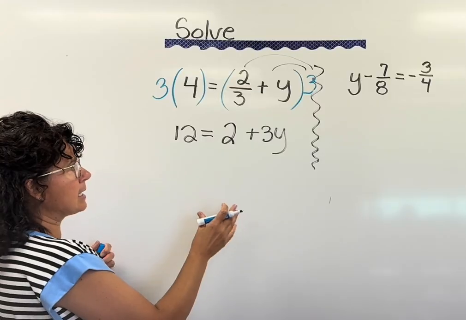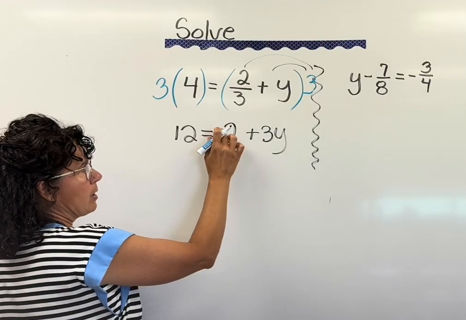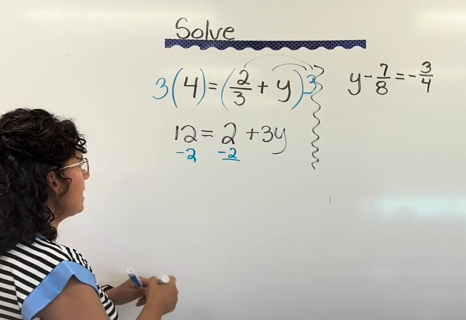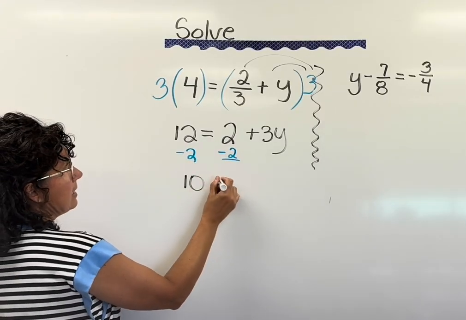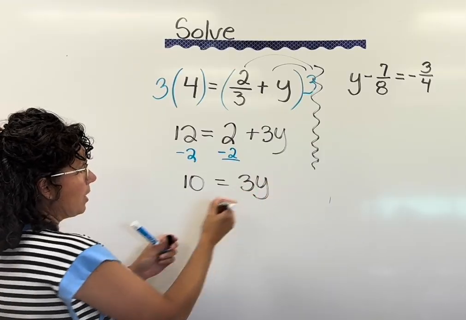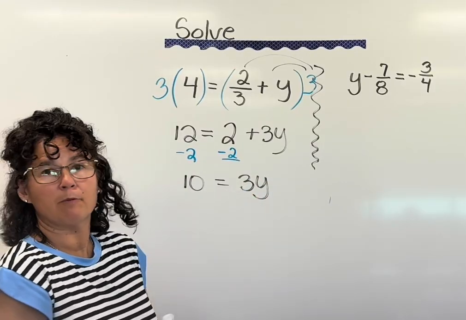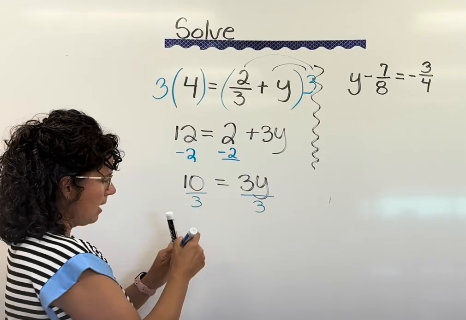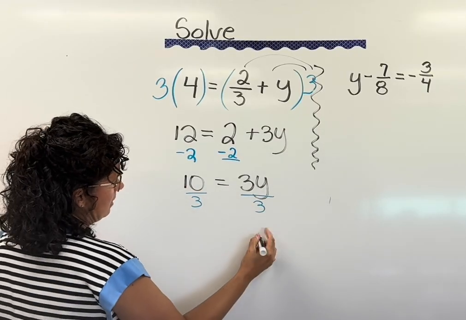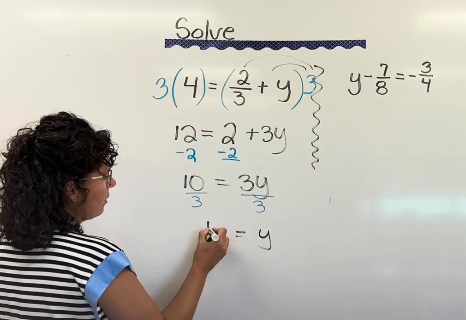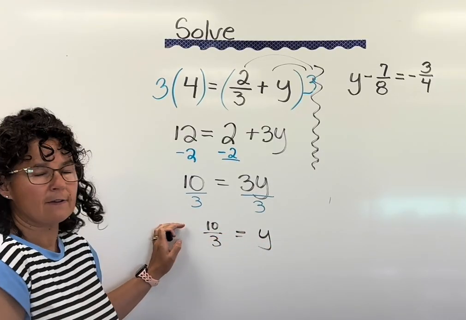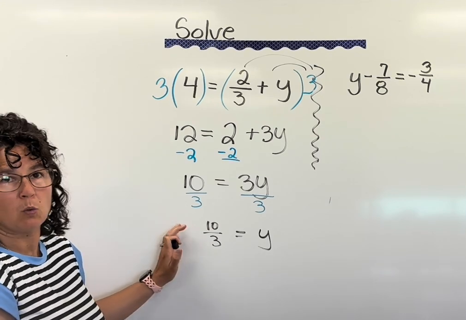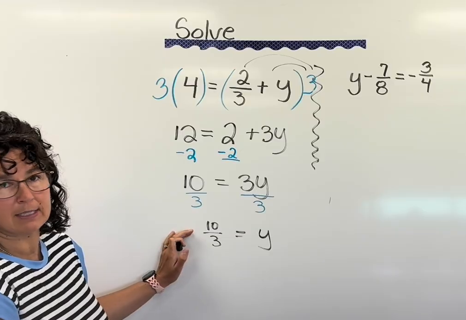So letters on one side, numbers on the other. I'm going to get rid of a positive 2 by subtracting. That gives me 10 is equal to 3y. Finally, get rid of multiply by 3, divide by 3, and my final answer is y equals 10 over 3. This is a fantastic final answer, an improper fraction. There's nothing wrong with it, but if you wanted to, you could change it to a mixed number.